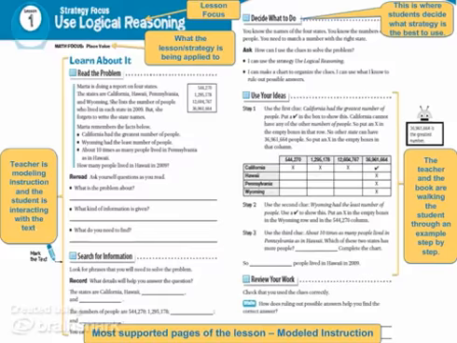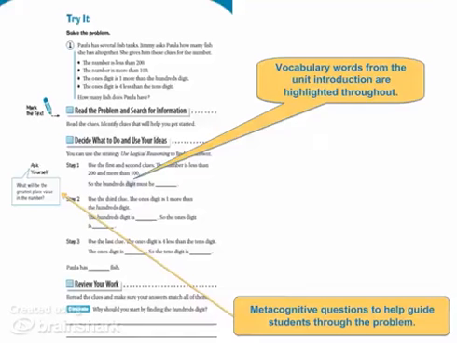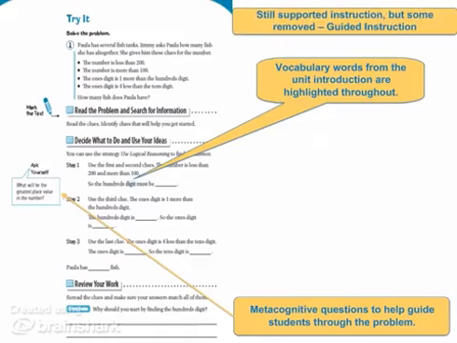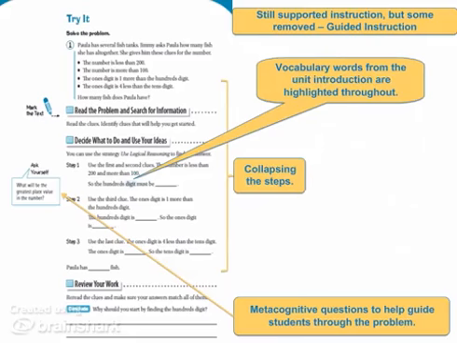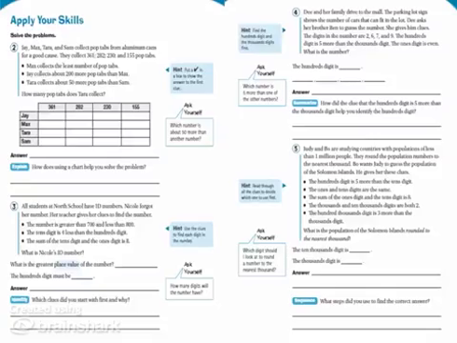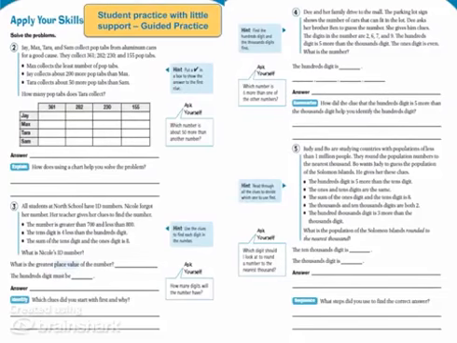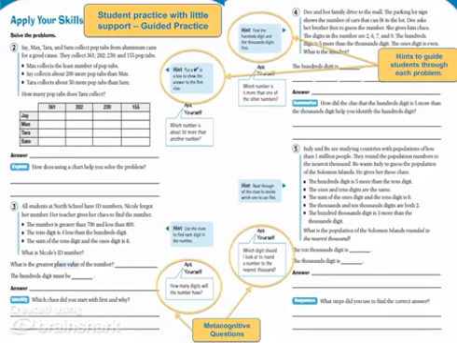These first 2 pages of the lesson are the most supported pages for the student, and they are intended to be teacher-directed. The Try It section of the lesson is a page of guided instruction where students still receive quite a bit of instructional support, but the steps are condensed to encourage students to combine their thoughts and process of problem solving. The next 2 pages are the Apply Your Skills section of the lesson. This moves the students to guided practice. Now, the students are asked to apply the steps they just learned to actual problems. However, the students still receive support through hints and metacognitive questions along the way.